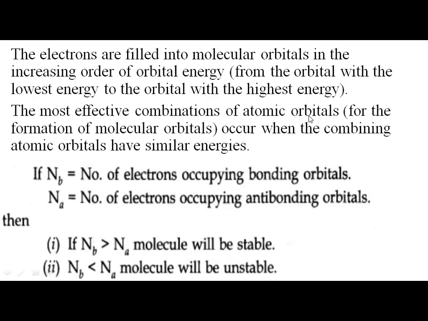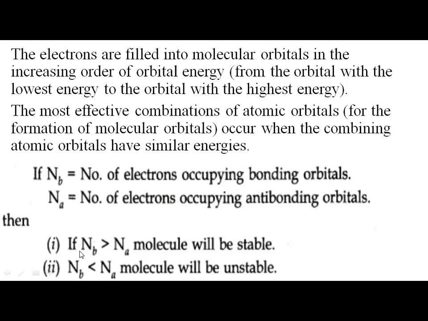The most effective combination of atomic orbitals for formation of molecular orbitals occurs when the combining atomic orbitals have almost similar energies. So what does Nb represent? The number of electrons occupying bonding molecular orbitals. Na stands for the number of electrons occupying anti-bonding molecular orbitals. Please do remember this. If Nb is greater than Na, then the molecule will be stable, because Nb means bonding molecular orbitals, and they are all at lower energies.